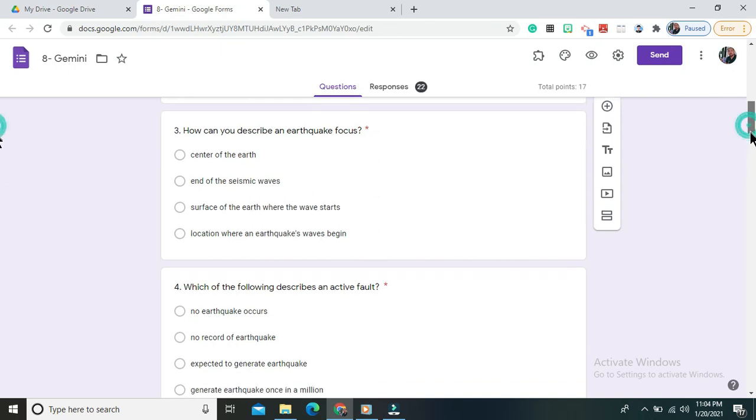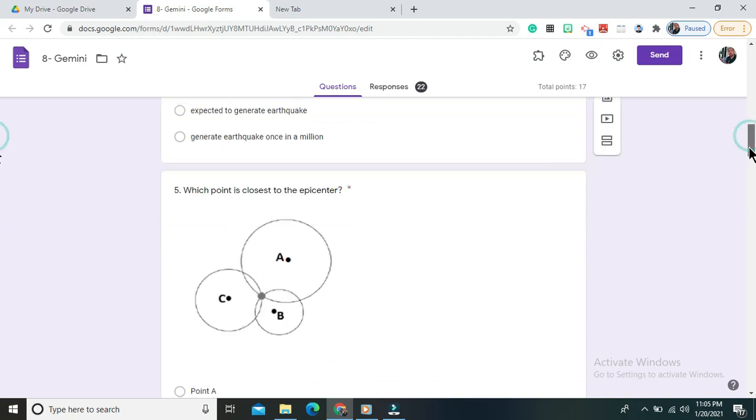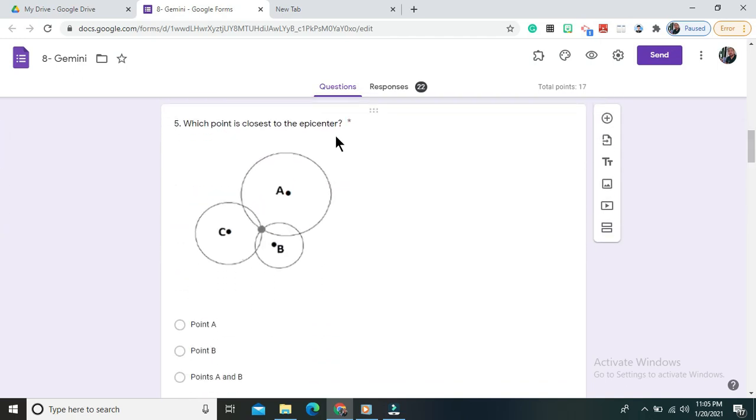Question number 4. Which of the following describes an active fault? The correct answer is expected to generate earthquake. Question number 5. Which point is closest to the epicenter? The correct answer is point B.